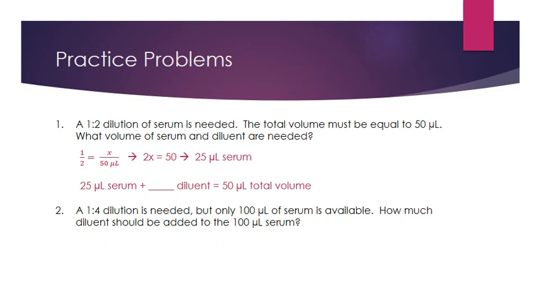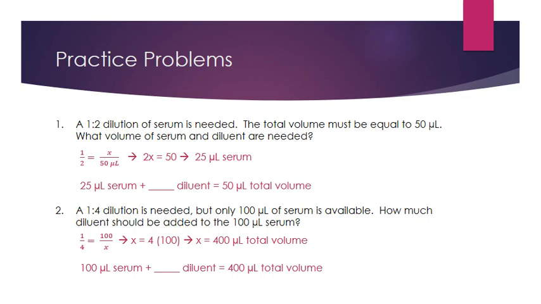So they give us the amount of serum, not the total volume. So we're going to calculate how much diluent we need. But first we have to figure out the total volume. So we solve our equation, we get X equals 4 times 100, so X equals 400 microliters total volume. So now that we know our total volume, we can determine how much diluent. So we have 100 microliters of serum, which we know because they told us, and we have 400 microliters total volume, which we know because we calculated, and so we can determine that we need 300 microliters of diluent.